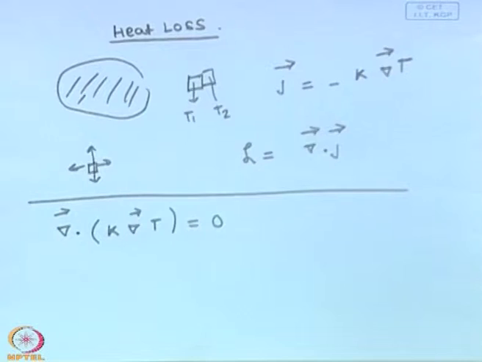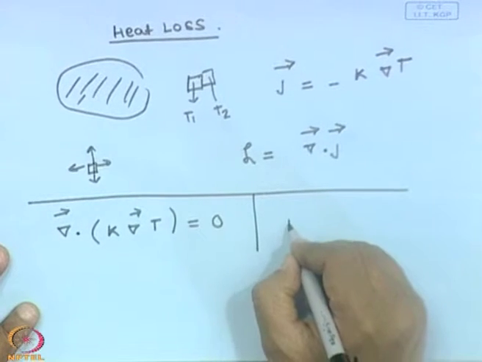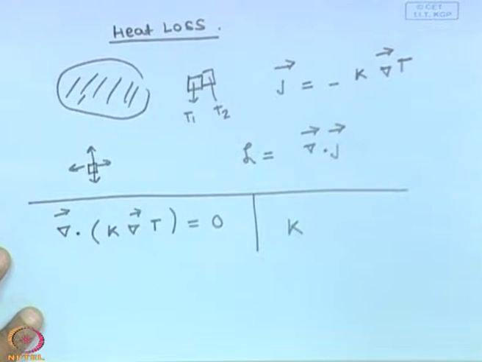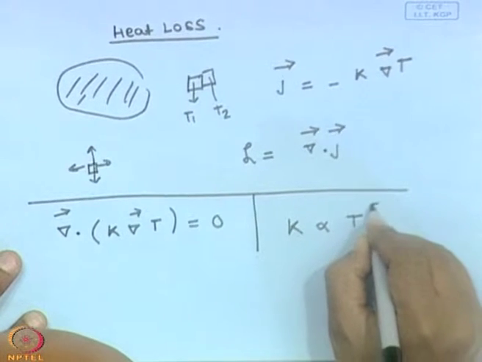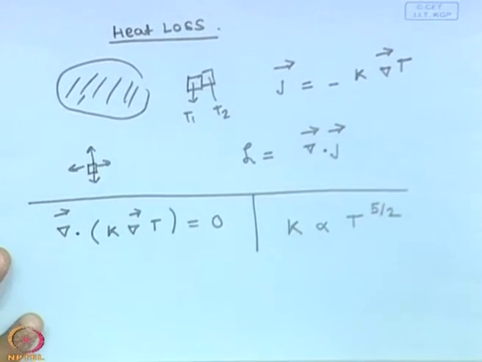So, this is the condition. Further, it is known, and I am not going to go through it here, that the heat conductivity in a plasma, K, is proportional to T to the power 5 by 2. It increases with temperature. The hotter the plasma, the better it conducts heat. So, this is known.